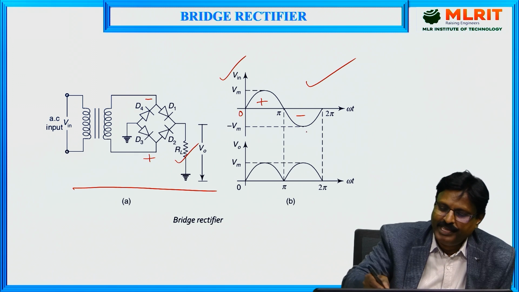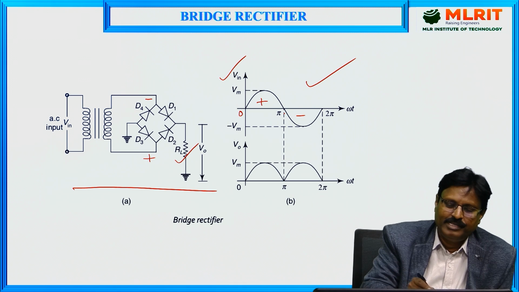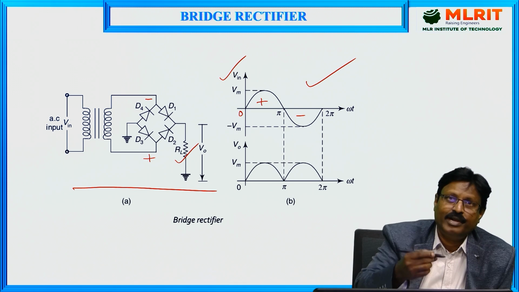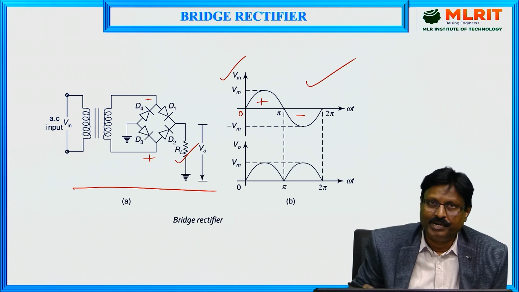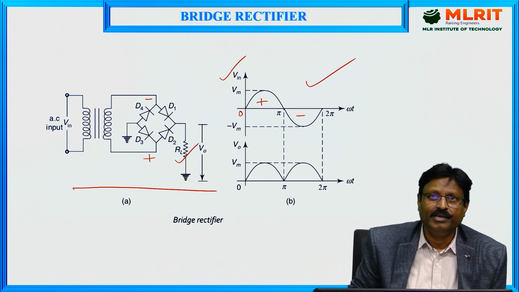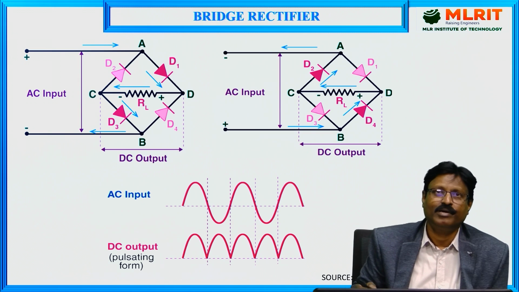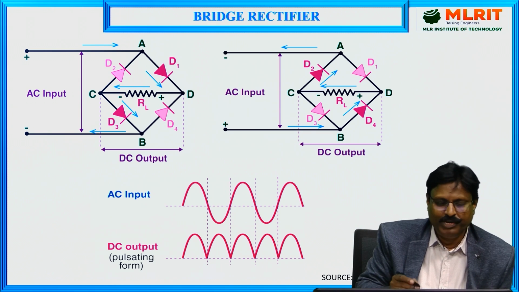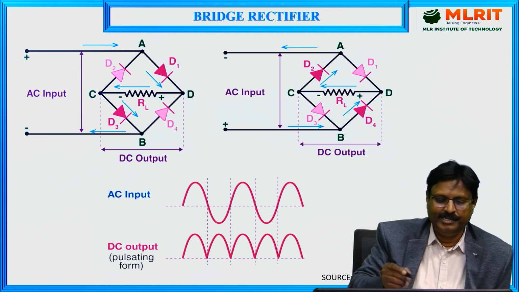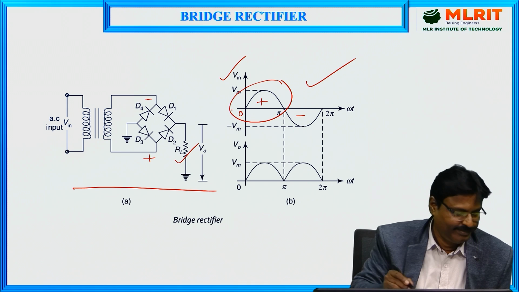Whenever you are providing AC input voltage, whenever omega t is between 0 to pi, the terminal polarities will be changed, and this operation can be seen more closely in the next slide. Okay, a colorful slide which is taken from Google. So during the positive half cycle, when omega t is between 0 to pi, what happens here?